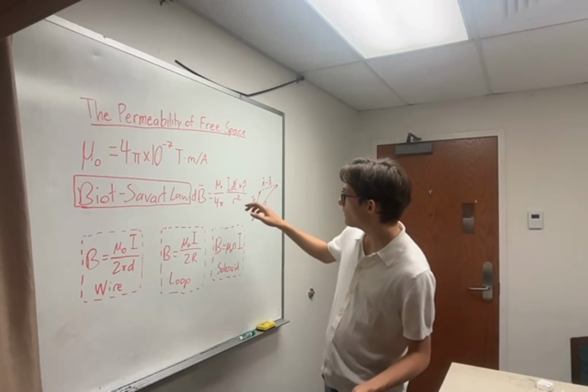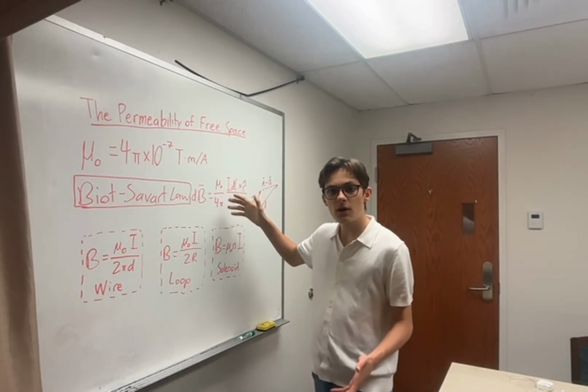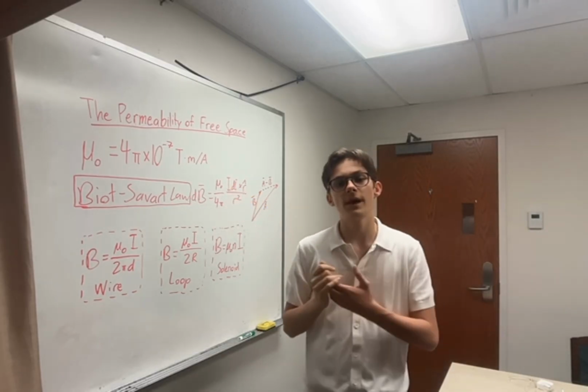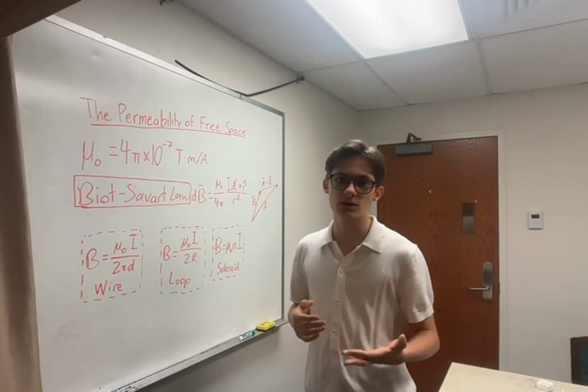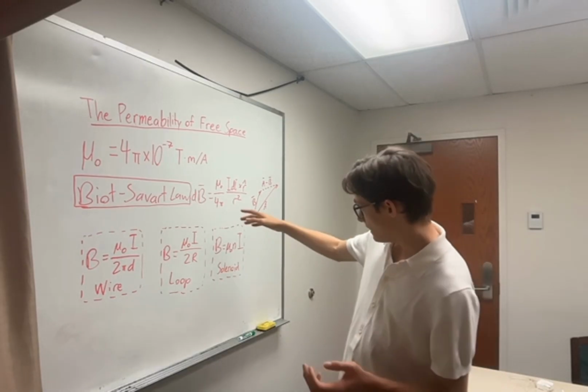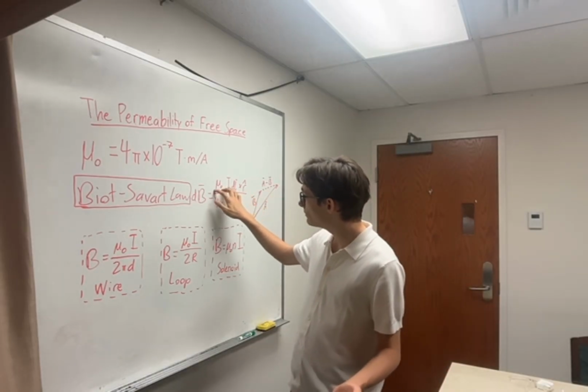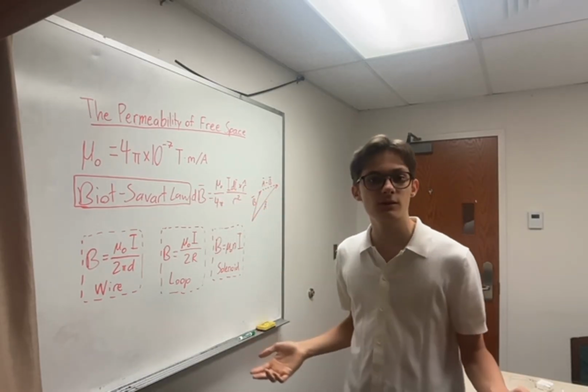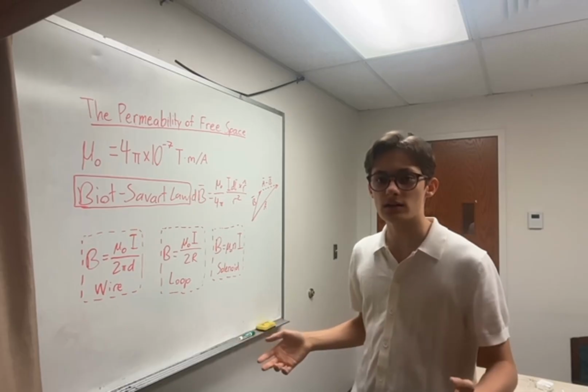As you can see here, mu0 is a part of this equation. Mu0 pops up anywhere where you have a current going through a wire and a magnetic field. It explains how magnetic fields act within free space. It dictates how they act.